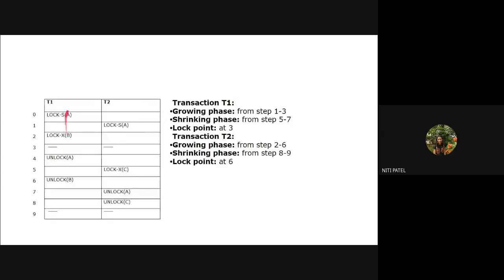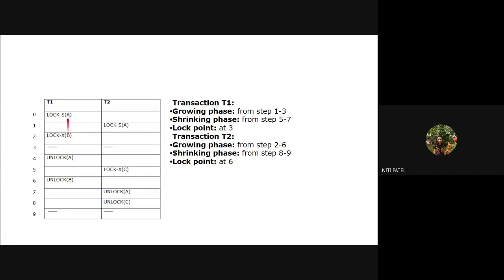Let us understand this with an example. I have transactions T1 and T2. Transaction T1 wants locks on A and B, in any mode. If A and B are free, the manager will immediately give a lock on A and B. Now, when it starts unlocking, it cannot acquire a lock on any new data item. So this is the growing phase, and this is the shrinking phase.